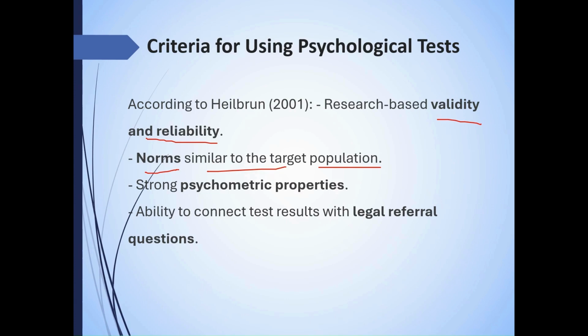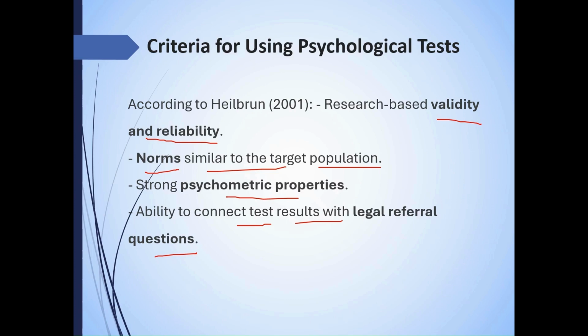It must have strong psychometric properties. The results should be directly related to the legal question being asked, right? So it's not that the test is being conducted and you're getting a report or result and it has got nothing to do with the legal question. No, the test should be chosen in such a way that the result should directly point to the legal question being asked. So always connect the criteria with the idea of scientific credibility.